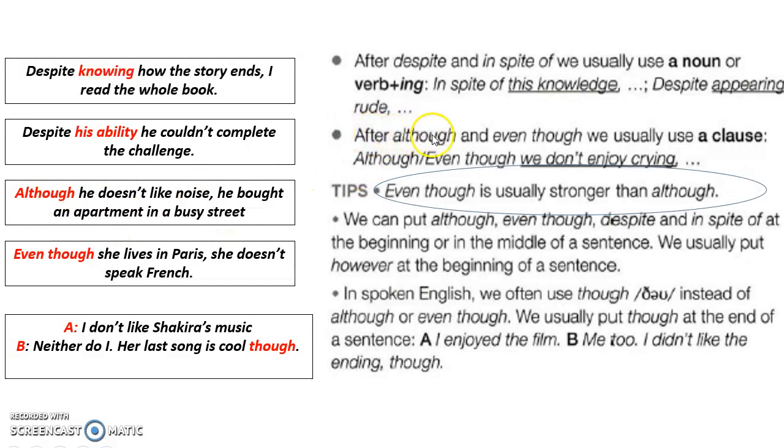Now, after although or even though, we usually use a clause. You guys already know what a clause is. Remember that it should have a subject, a verb, right, and if possible a complement. So here we say although he doesn't like noise, he bought an apartment in a busy street.